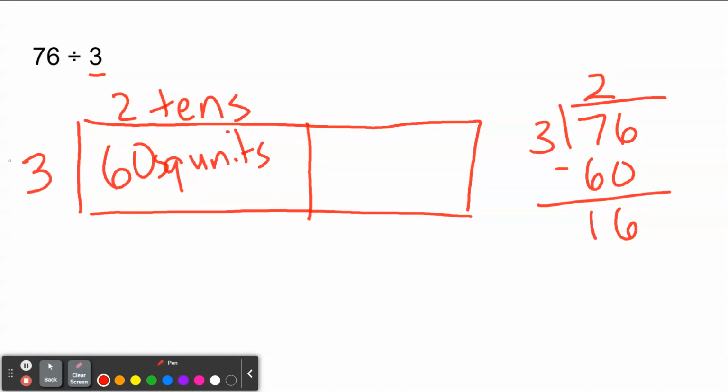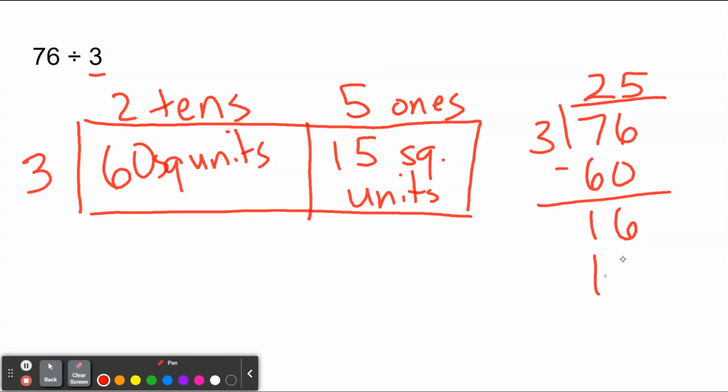Okay, now we are going to go ahead and figure out, okay, so what can we multiply by 3 to get as close to 16 as possible? So I can multiply 3 times 5 ones, and that is going to give me 15 square units. So now if I take 3 times 5 ones, 3 times 5 ones is 15, and that's going to leave me with 1 unit left over.